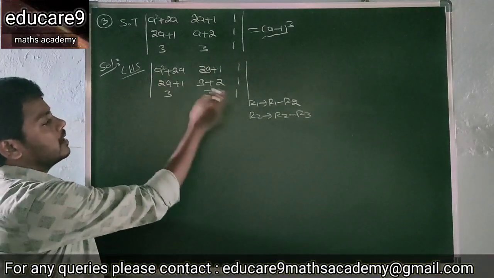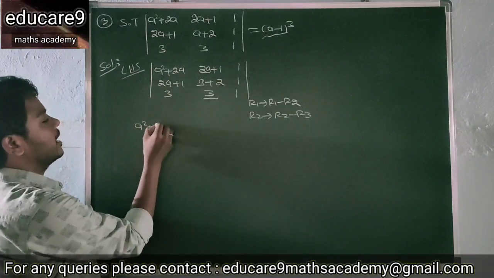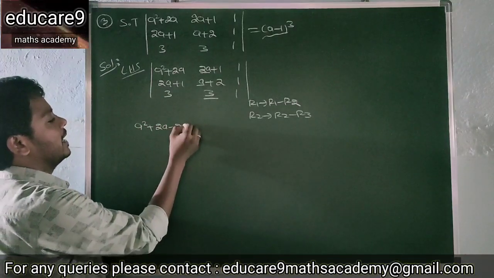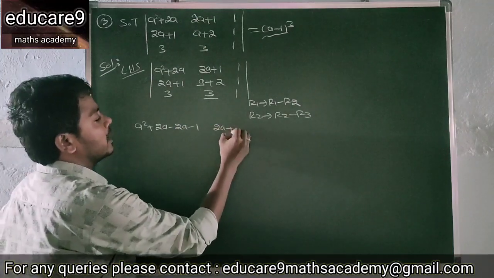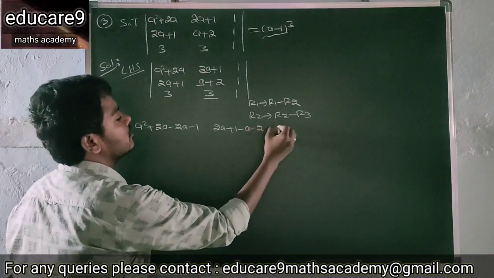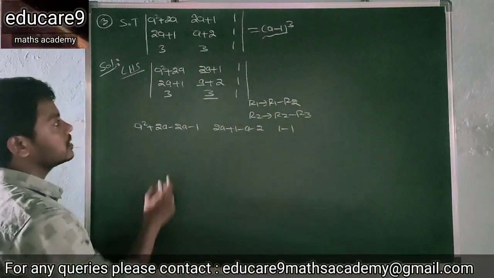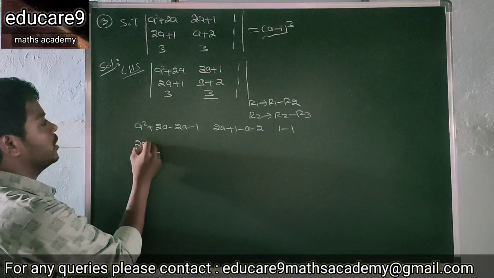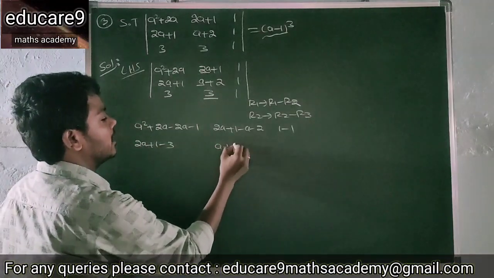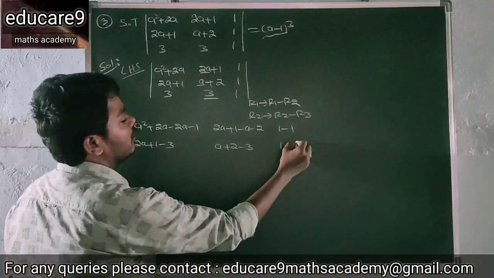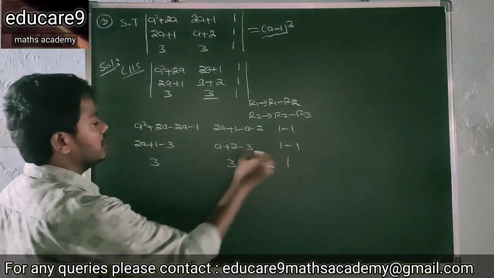Now see here, r1 minus r2, that is a square plus 2a minus 2a minus 1. Next, 2a plus 1 minus a minus 2, 1 minus 1. Next one, r2 minus r3. So what is that? 2a plus 1 minus 3. Here a plus 2 minus 3, 1 minus 1. So the third row is as is: 3, 3, 1.